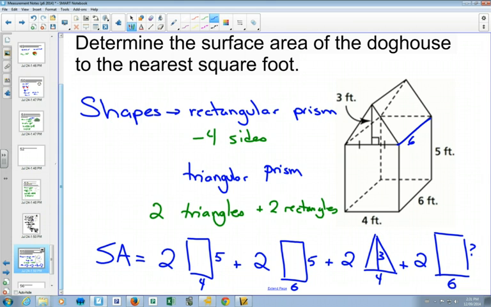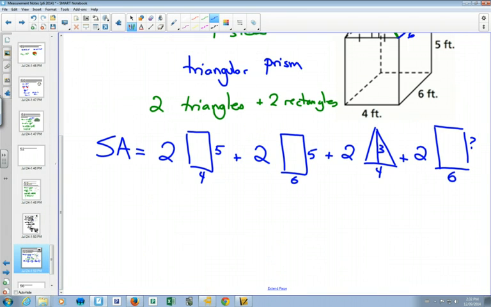But I don't know how long this green side is. How am I going to figure that out, Tasha? Yes. So let's draw a triangle, that same triangle with this green side here. I already know the height of that part of the triangle is 3. How long is the base of this right triangle going to be?